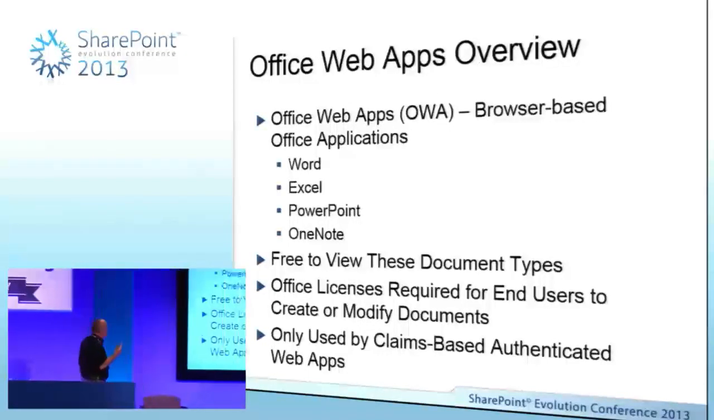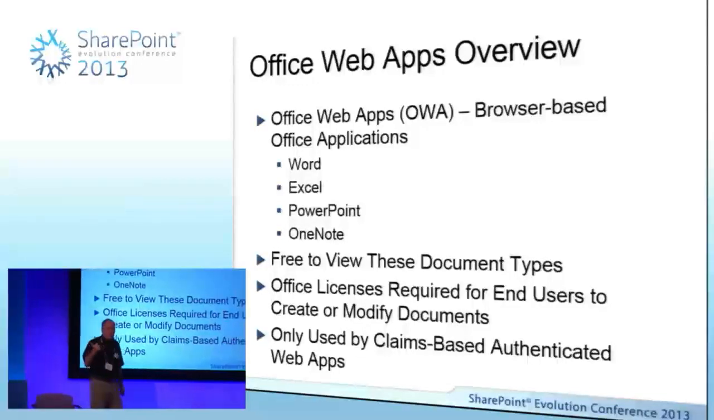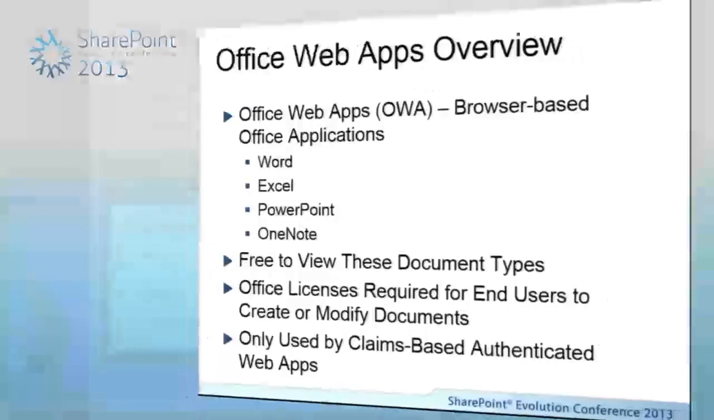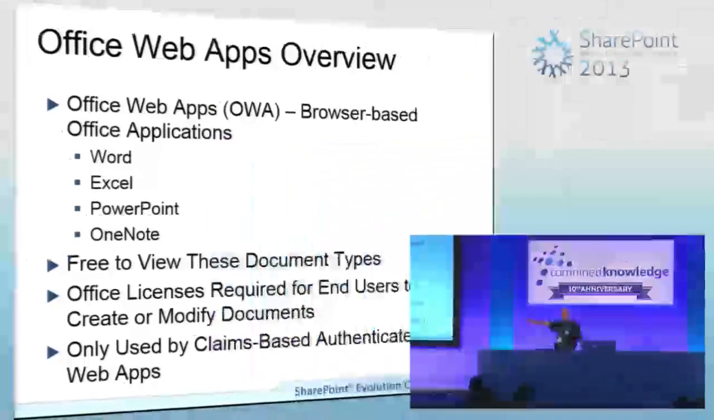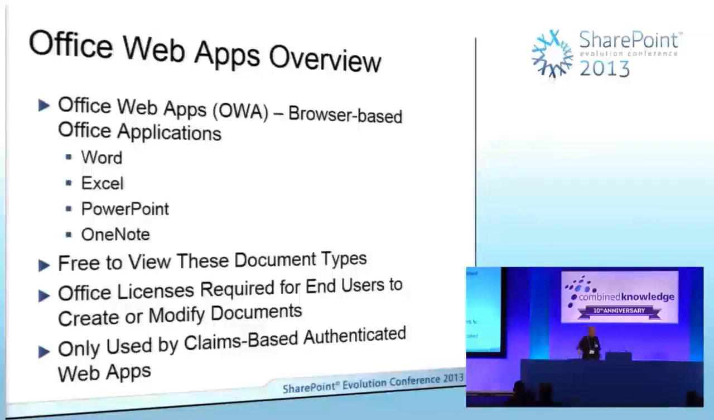So OWA, Office Web Apps, it's browser-based applications for Word, for Excel, for PowerPoint, and for OneNote. I don't know OneNote well enough. I really need to take a day and sit down and learn OneNote. So I'm going to probably ask Chris about that someday. But those 4 applications, instead of having to install them on everyone's desktop, we can actually configure what's called an OWA farm. So what I'm saying is OWA is no longer integrated with SharePoint. So when you install SharePoint, you now need to go out and create another type of farm called an OWA farm.